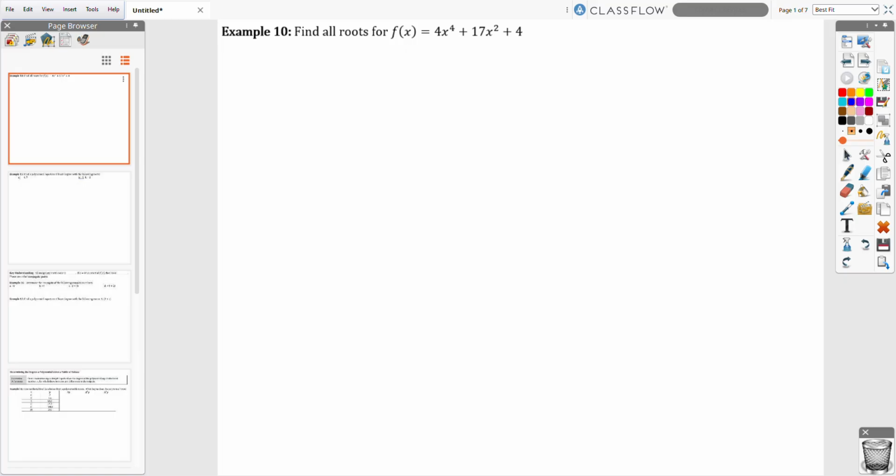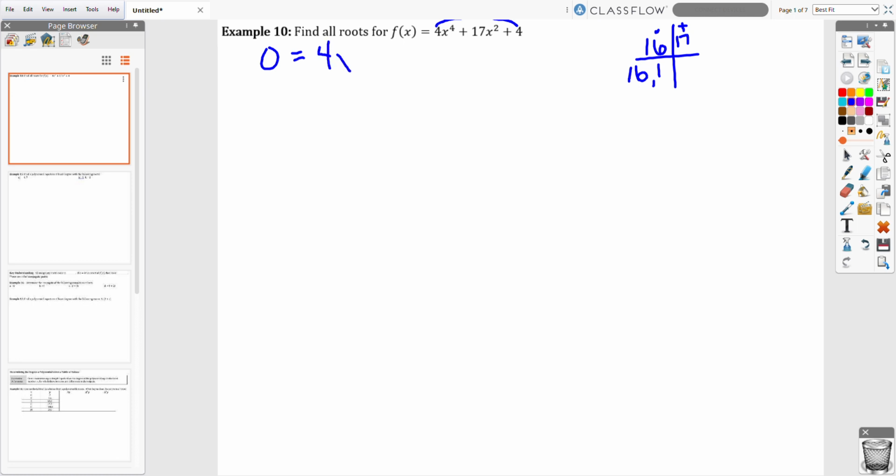So in order to find our roots, we also know that that's when y equals 0. So we can say 0 equals this. So to factor this, I'm going to multiply 4 times 4 and find factors of 16 that also add to that middle term, 17. And of course, those numbers are 16 and 1. So we can turn this into a grouping problem.